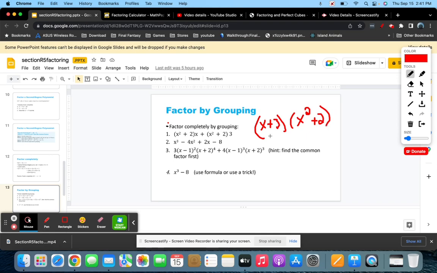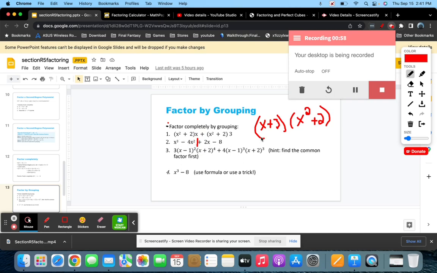Okay. X squared plus 2 is like a prime factor. You can't really break it down. There's nothing that goes into both of those, and they're not perfect squares. This one, it's already spread out so that we can easily group them. We'll just group this side and this side.